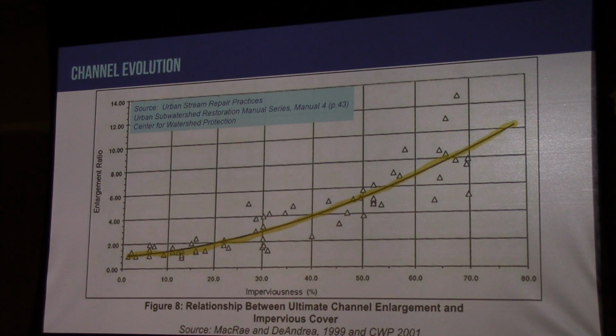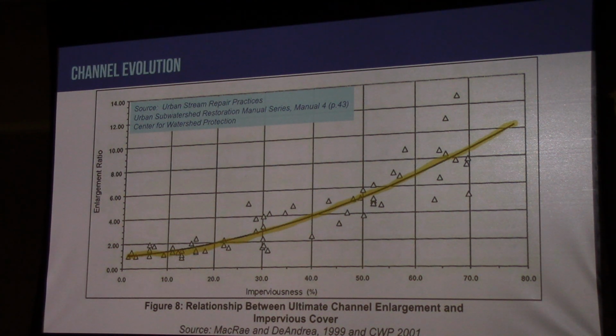So this is on the left, you can see this is enlargement ratio. So that's how much bigger it was compared to the original size of the channel. So a ratio of 1 would mean it's the exact same size that it used to be. If it's a ratio of 2, it means it's twice as big as it used to be. And you can see that as they graphed this, watersheds with only about 20% impervious cover were typically about twice as big as they were before development.